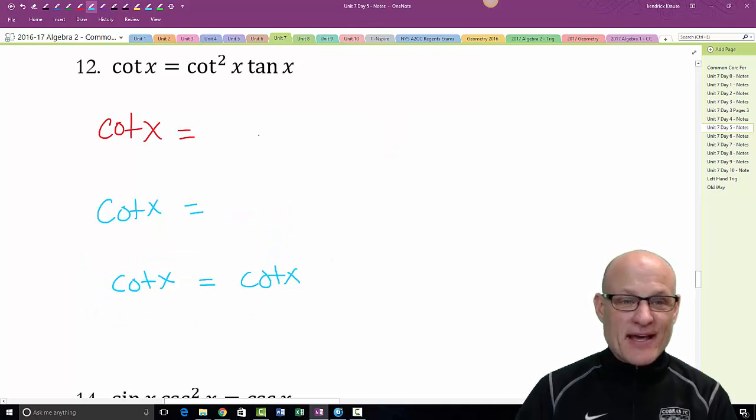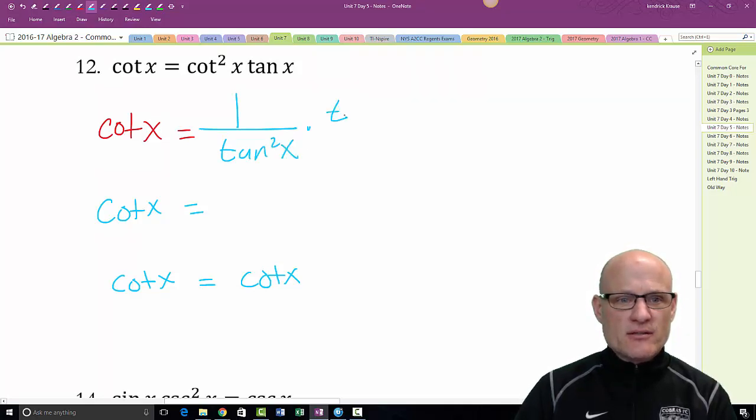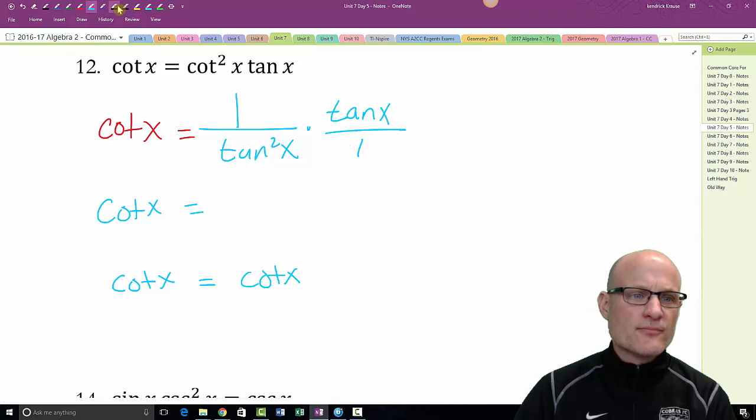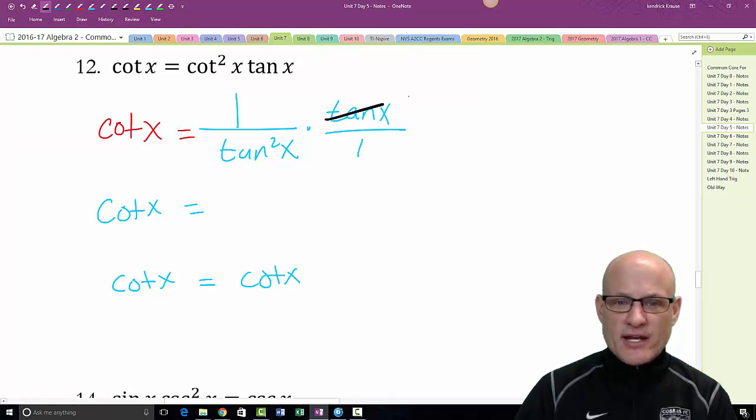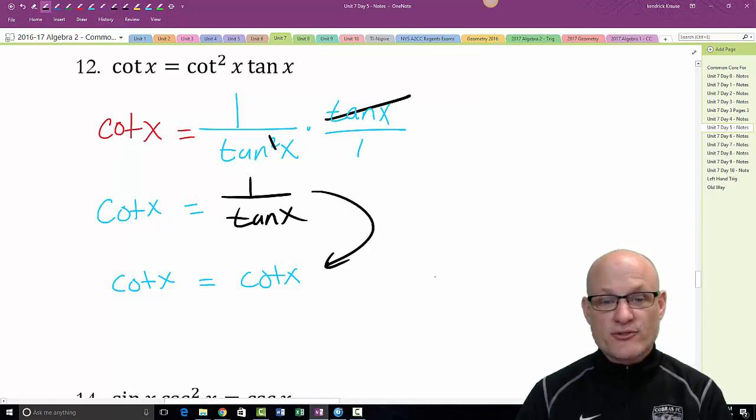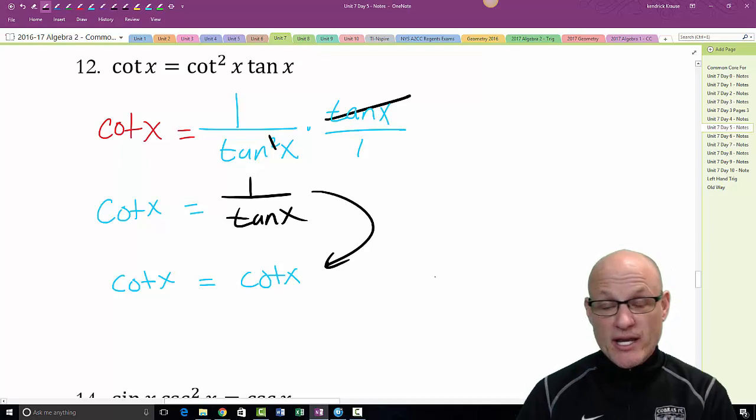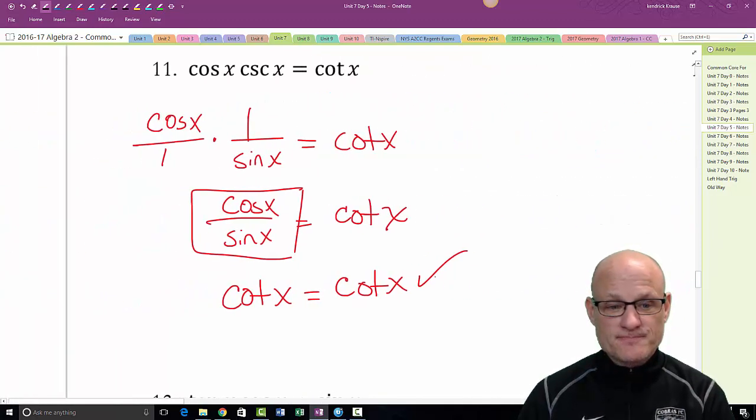Let me do it the fast way. I could go back to the fact that cotangent is really 1 over tangent. So this is really 1 over tangent squared times tan x over 1. This tan x cancels with this tan x. I end up with 1 over tangent x. But 1 over tangent x is really cotangent x. Either way, it doesn't matter. We arrived at the solution.